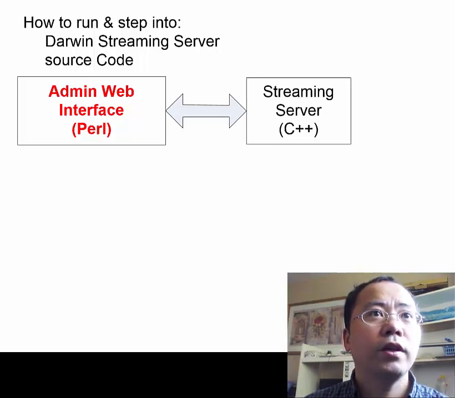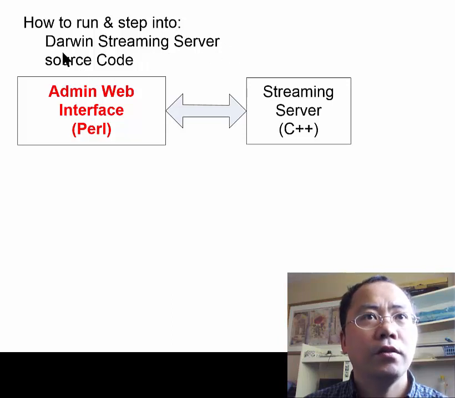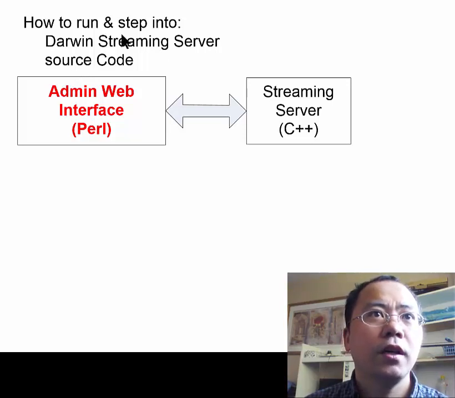Now we are looking into how to run and step into Darwin Streaming Server. So first we run Darwin Streaming Server, and then we run from Darwin Streaming Server source code, and then we set a breakpoint in source code, and run from source code again.